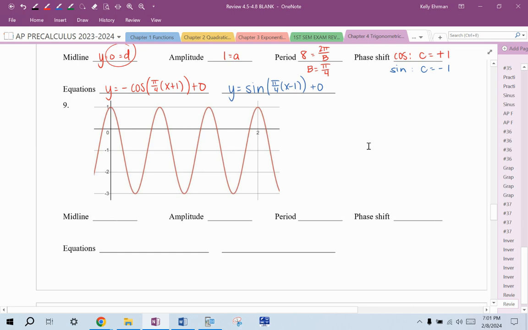And our last type of problem, we've had this a few times now. This one, I can see where one period is, but I can't see exactly how many units that is. It's not marked off.